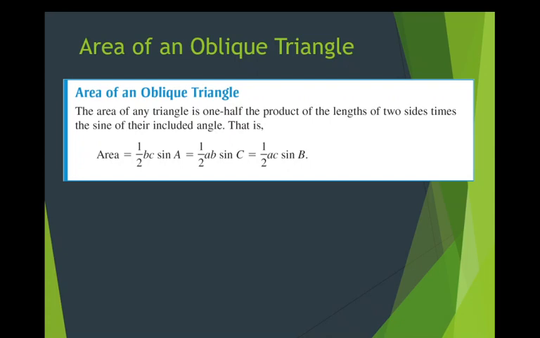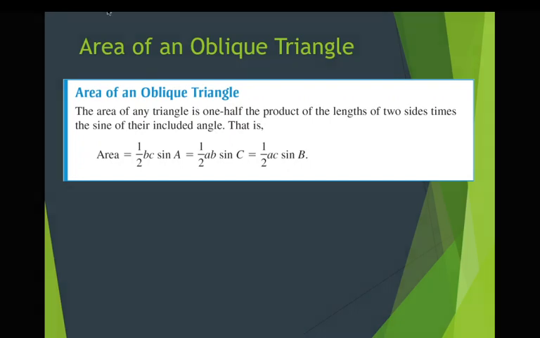Now, there are 3 equations here depending on which angle they gave you. If they give you angle A, then you're going to use 1/2 b times c times sine A. You'll use this one if it was angle A, or you could use this one if they give you angle C, or this one if they give you angle B. It's a really simple equation, really simple process.